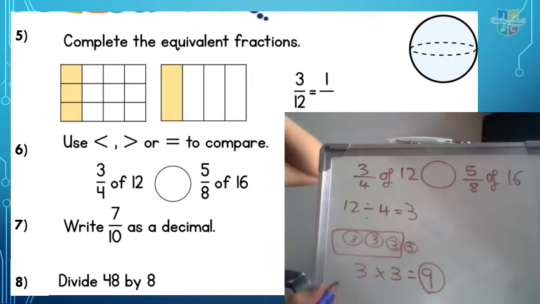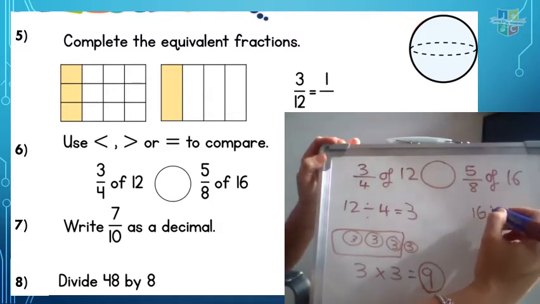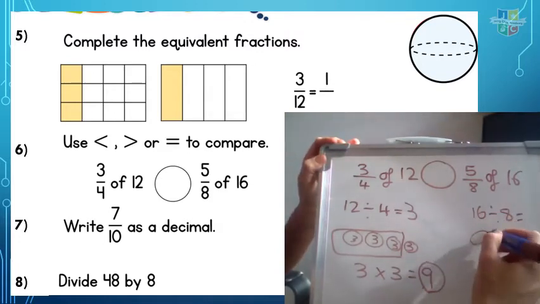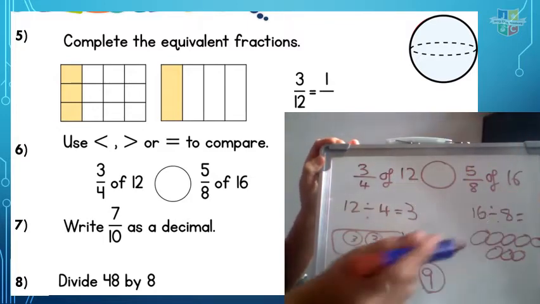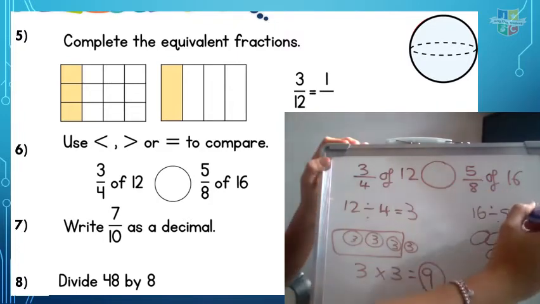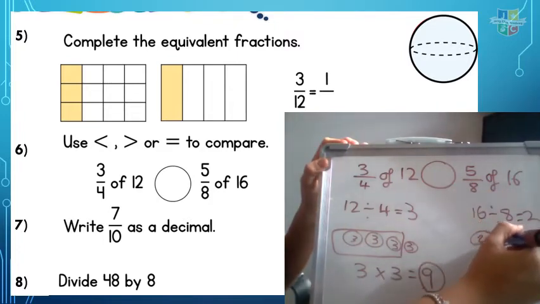Then if I work out the other side, so I want to do 16 divided by 8. If I draw my circles, 2, 3, 4, 5, 6, 7, 8. How many 8s go into 16? 16 is 2. So each part is worth 2.